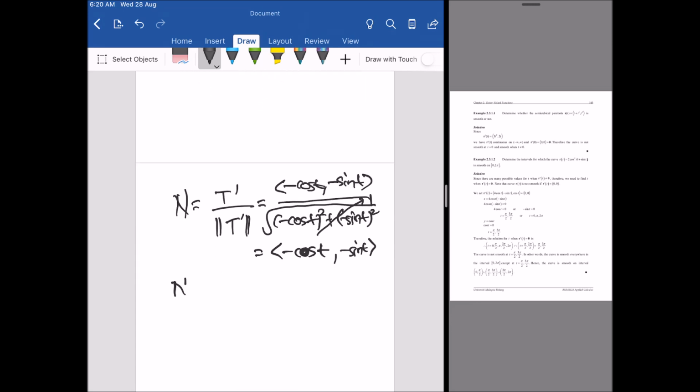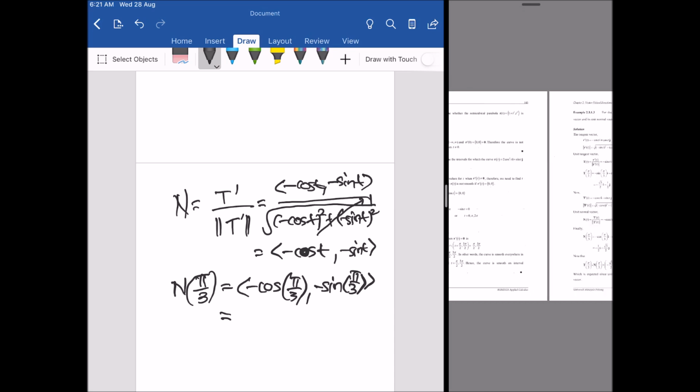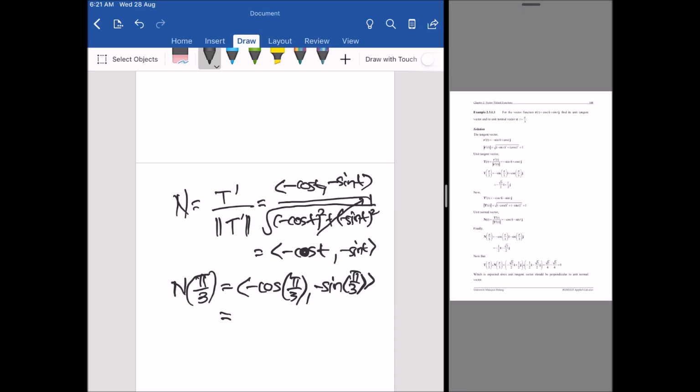And the question also asks you to find the unit normal vector at t equals pi over 3. So substitute back the value of t by pi over 3. You will have the answer of negative 1 over 2 and negative square root 3 over 2.